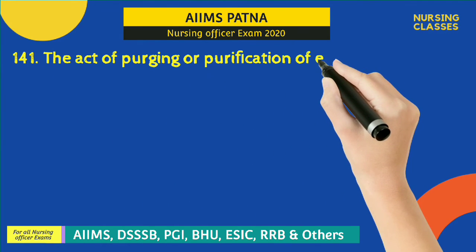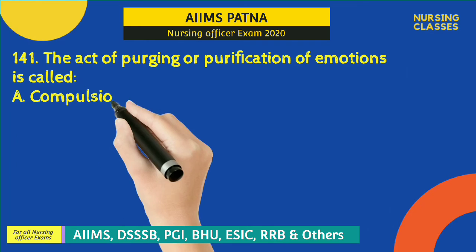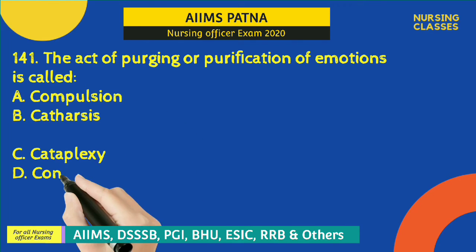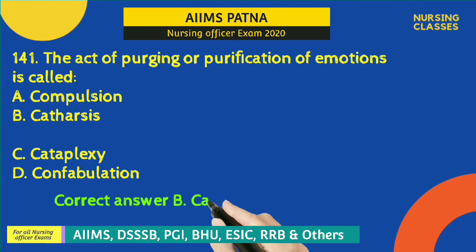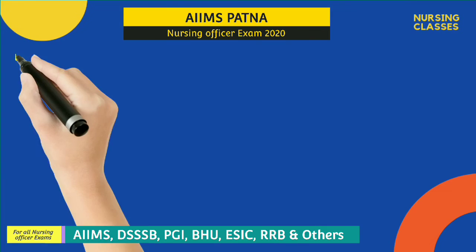141. The act of purging or purification of emotions is called: A. Compulsion, B. Catharsis, C. Cataplexy, D. Confabulation. Correct answer B. Catharsis.